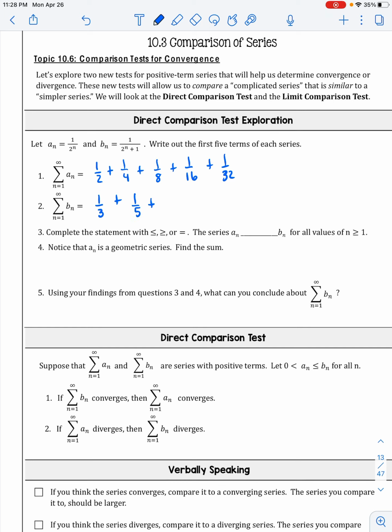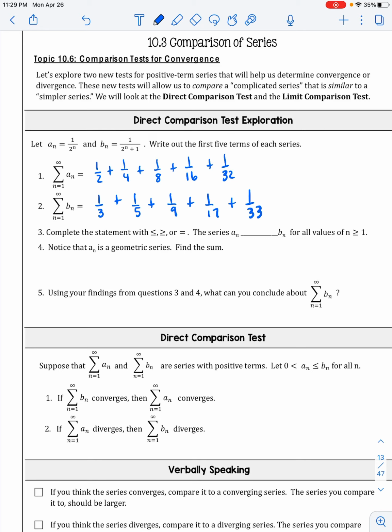For the second one, for n equals 1, we get 1/3. For n equals 2, we get 1/5. For n equals 3, we get 1/9. For n equals 4, we get 1/17. And for n equals 5, we get 1/33.